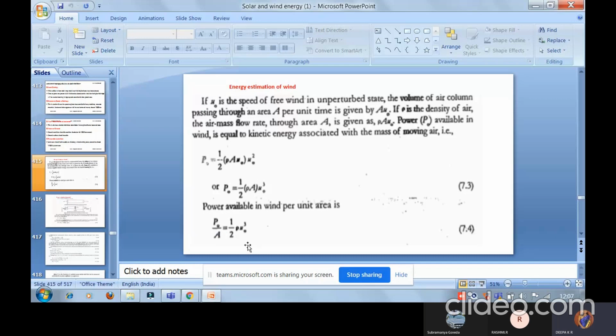Please note down this formula, because in some problems we are going to use this, and it can be asked for 4 marks. Estimate the energy of a wind system, so that can be asked.